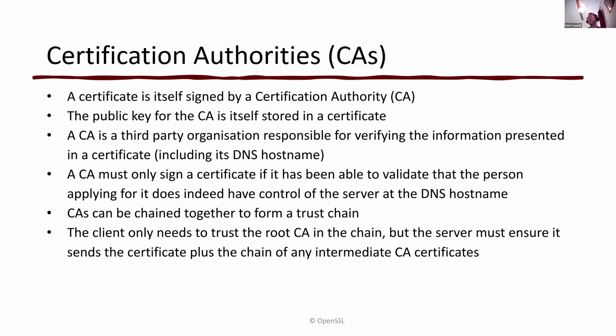These CA certificates can be chained together into a trust chain. But the client only actually needs to trust the root CA in that chain. The server sends its certificate and any intermediate CA certificates to the client, and then the client is able to verify the whole chain back to a CA that it knows that it trusts.